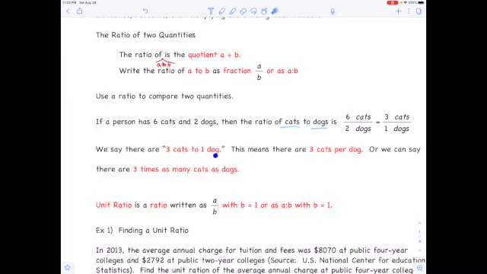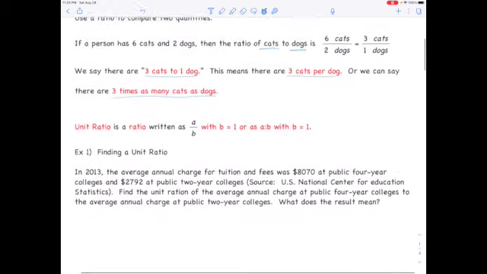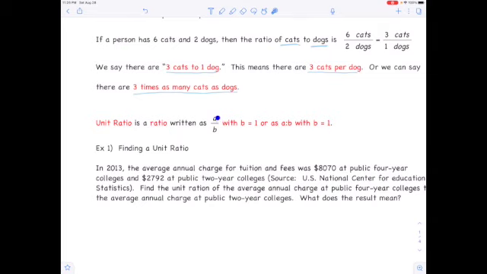Next, we can say there are 3 cats to 1 dog. We're going to translate that. This means there are 3 cats per dog. Or we can say there are 3 times as many cats as dogs. So those are the 3 ways you can mention it in your sentence. A unit ratio is a ratio written as A to B with B, which is the denominator right here, equal to 1.